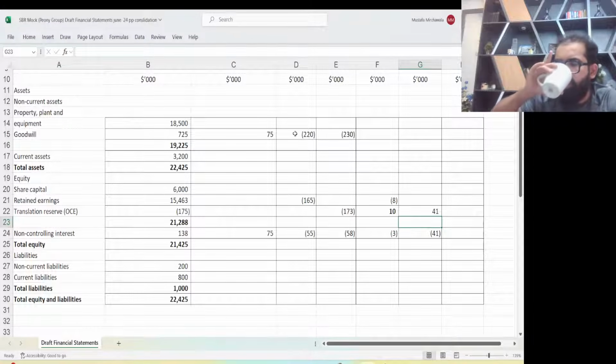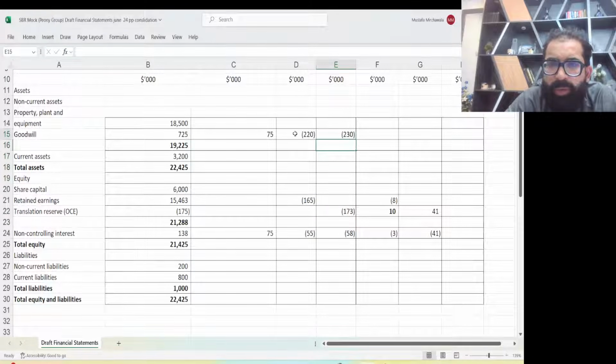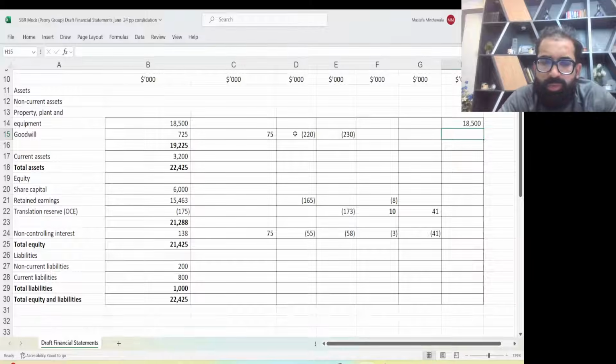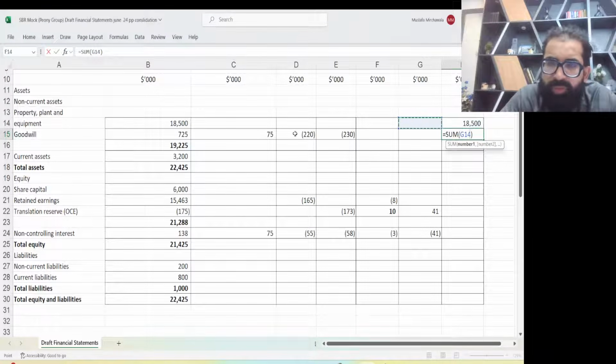Now let's just finalize the right column. Okay, this right column. See, let me do it. The first number is property, plant and equipment. No adjustment in front of property, so we'll just copy paste. Yes. The second number is goodwill. There are a lot of adjustments, so let's horizontally add all these. Okay. Oh, there is a mistake.